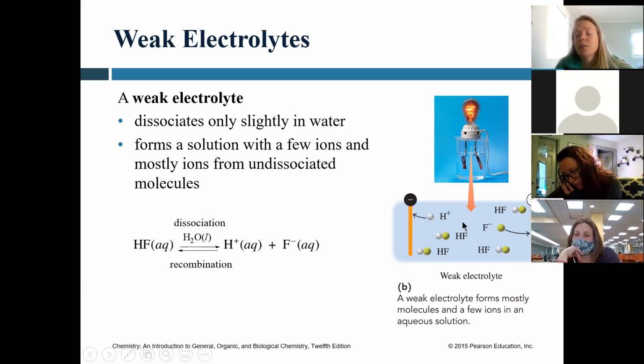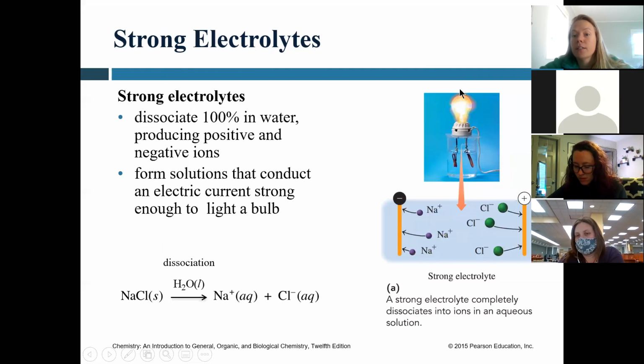Because of this, we have fewer charged particles floating around in solution. So our current is not going to be quite as strong. We can actually see this in a lab setting where the light bulb will be a lot dimmer. There is an experiment that we would normally run if we were meeting, where I would put a light bulb with a current into different solutions, and weak electrolyte solutions will give you this dim light. If it's a strong electrolyte solution, you'll get a really bright light.